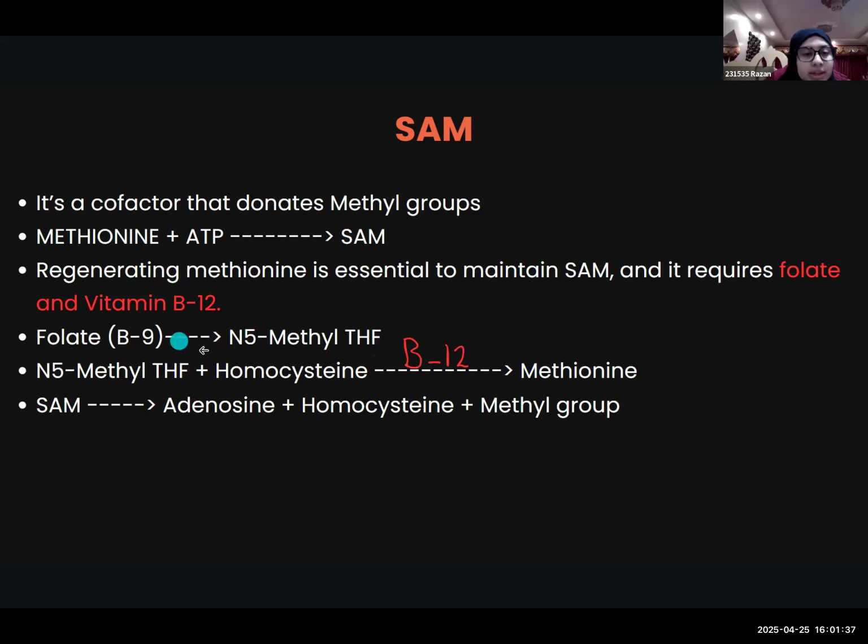But briefly, from folate, vitamin B9, we can get N5-methyl tetrahydrofolate. Then this methyl tetrahydrofolate, in addition to homocysteine, and in the presence of B12, which is cobalamin, we get methionine. So this is the way we get methionine. Also, as an important side note, when SAM donates its methyl group, it also gives you homocysteine and adenosine.